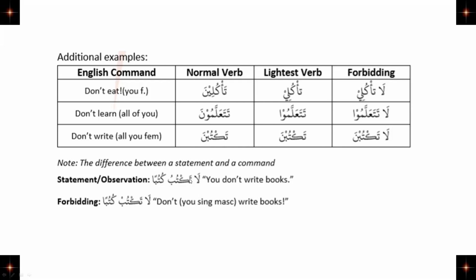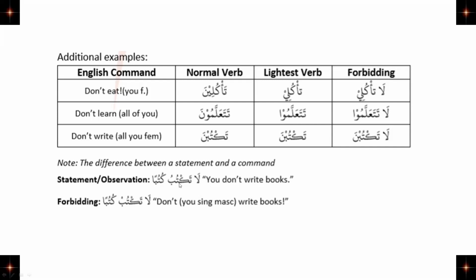Note the difference between a statement and a command. Okay, a statement or observation can be la taktubu kutuban. You don't write books. This is a normal observation or a normal statement. But la taktub kutuban is a command. Sorry, it's a forbidding. Okay, you are forbidding the person from writing. So that is singular masculine. Don't write books. So you are asking the person not to write books. But in the other one, you are just making an observation that the person does not write. Okay, so you do not write. That's the meaning of la taktubu.